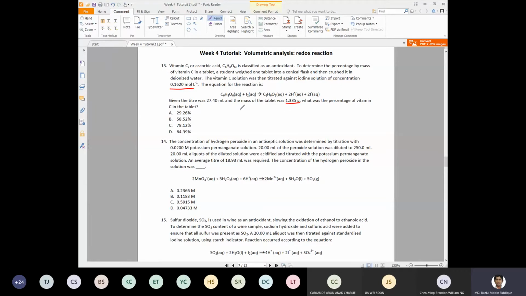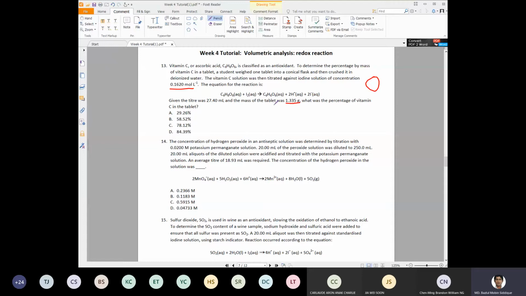So the tablet taken was 1.335 gram, and all of it is not vitamin C. As we talked about, the tablet is in solid form and there are so many things, starch, binder and so on, and only a small percentage should be vitamin C. So how much, if the reaction happens in this way, and in the titration afterwards we add the starch, and we see it change from green to blue.